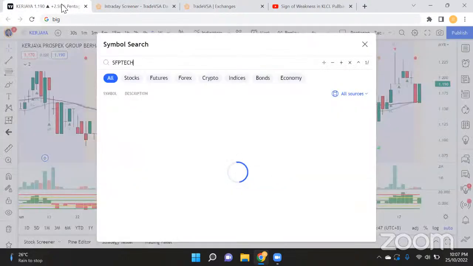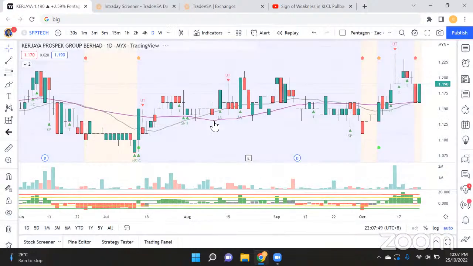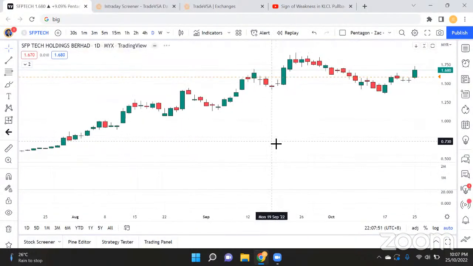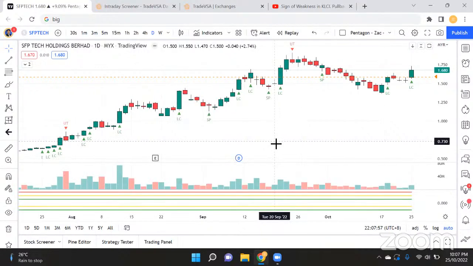Right. Anyone here got the 4 counters that we talked about in the Telegram and the live Facebook last week? We got SFP Tech, Infotech, LGMS, Cosmo. But again, Cosmo so far is the one that is a bit disappointing. It didn't really make a movement yet.